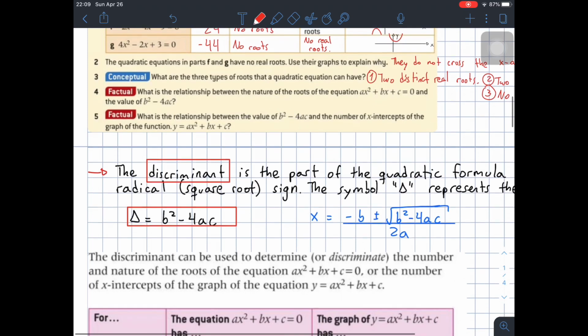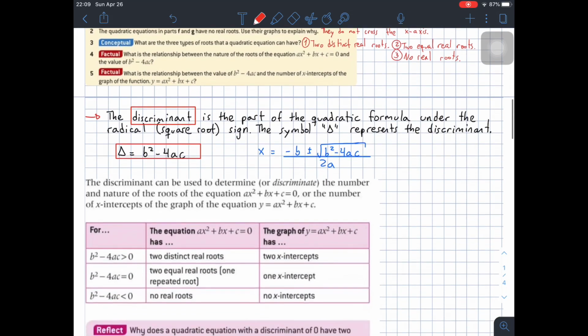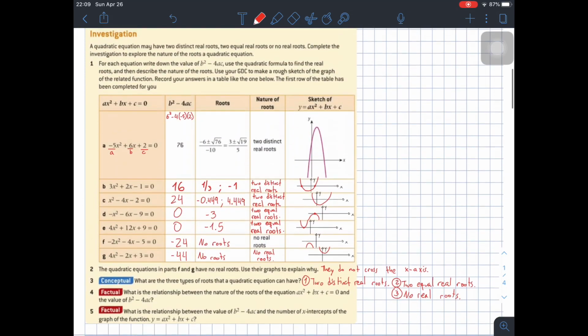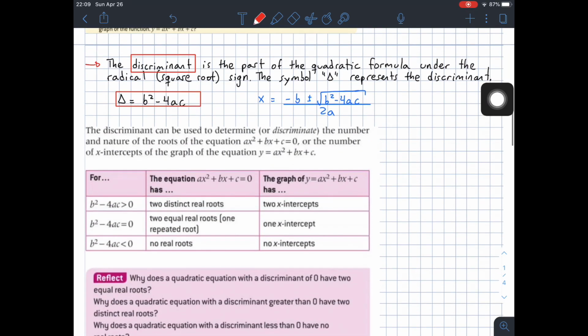Finally, for number 5, what is the relationship between the value of b squared minus 4ac and the x-intercept of the graph? Same thing. When this one is positive, we have two x-intercepts. When this is 0, we have one x-intercept. And when this is negative, we have 0 x-intercepts. That's the relationship. So, I hope the investigation was clear. If not, we're going to keep on doing this with some exercises.